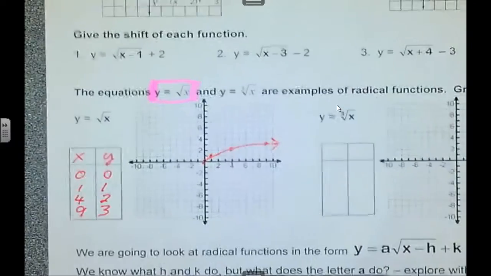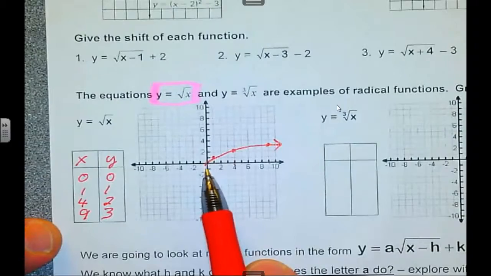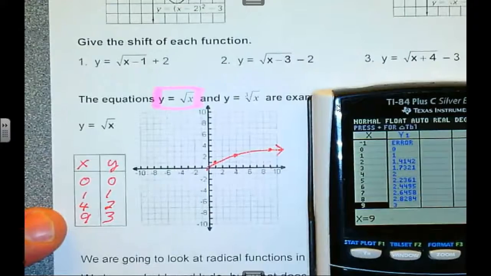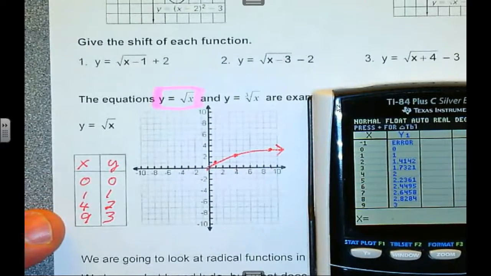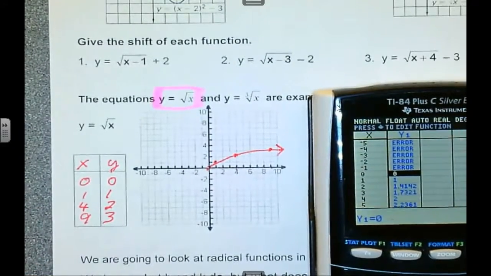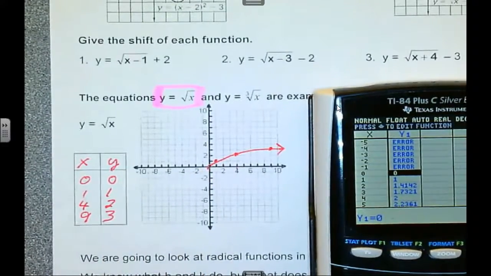Okay, let's talk a little bit about this. Now, why can't I have negative x's here? Why do I get all of these errors when I put in a negative x? I get all of these errors for my y. Why? The square root of a negative number. Negative 2, can I do that? No. That's why we have a restriction for the domain. We can't have negative numbers.